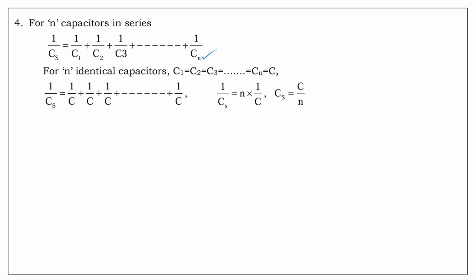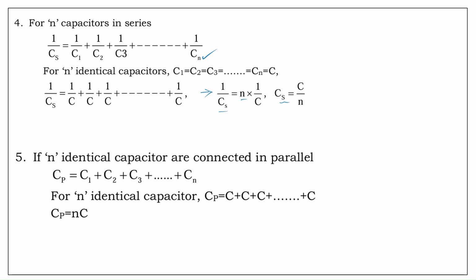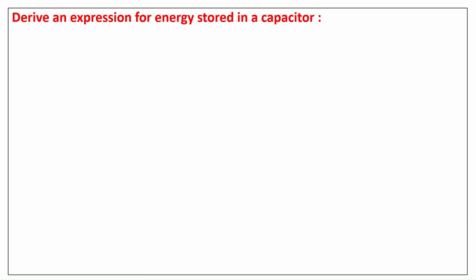For n identical capacitors, C1 is equal to C2 is equal to C3 is equal to up to Cn is equal to C. Therefore, 1 by Cs is equal to n into 1 by C. That is, Cs is equal to C by n. 5. If n identical capacitors are connected in parallel, Cp is equal to C1 plus C2 plus C3 up to Cn. Therefore, Cp is equal to n into C.